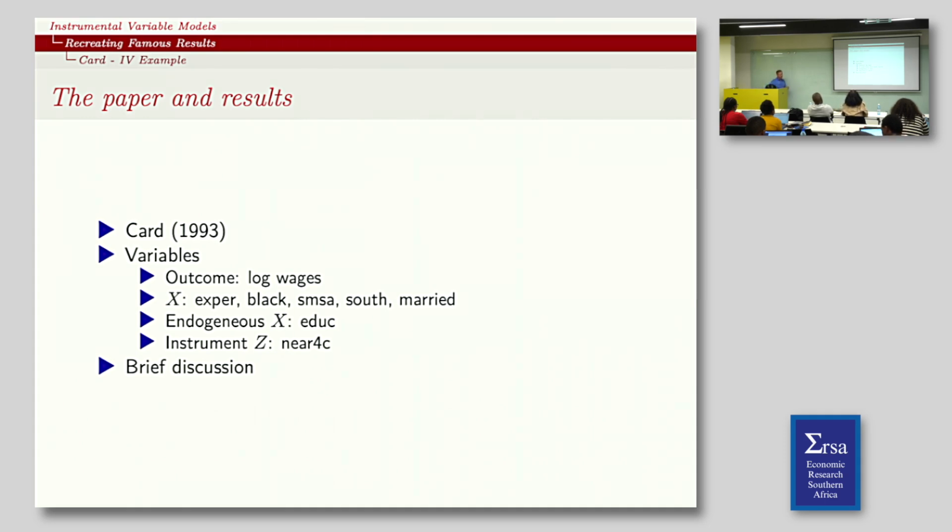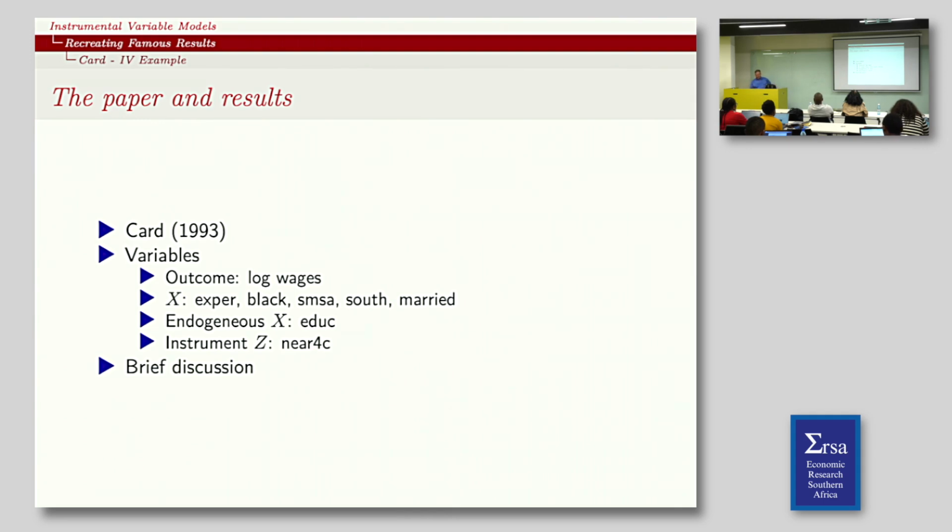The argument then is that education is endogenous. Whether or not somebody goes to college is not randomly assigned. People choose to go to college, or they have the funding to go to college. These are not entirely random events.